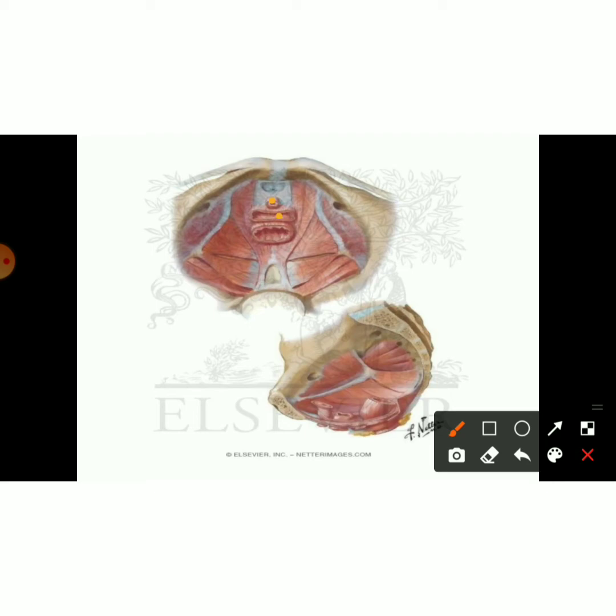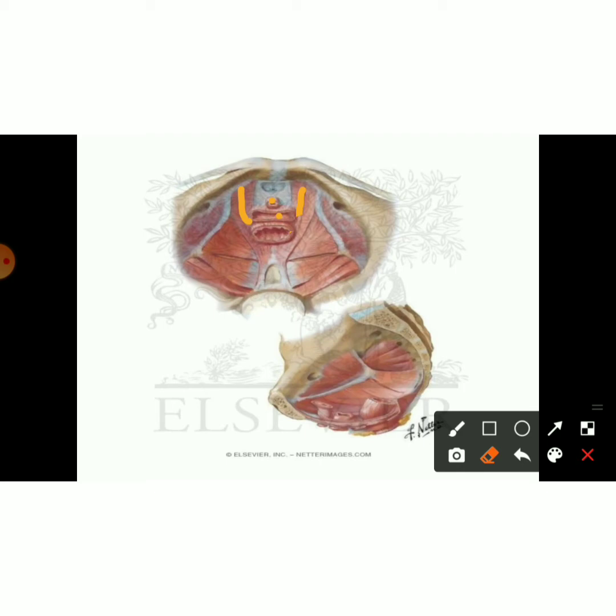So these anteriormost fibers will pass by the side of the vagina, and form a sling. Okay, and they are inserted into the perineal body. We'll come to the perineal body later. Okay, so these are the four parts of the pubococcygeus muscle.